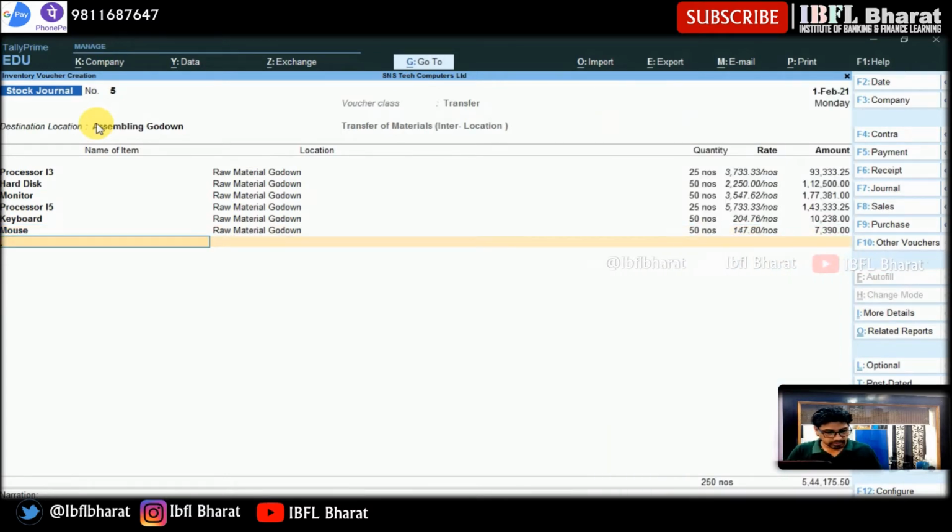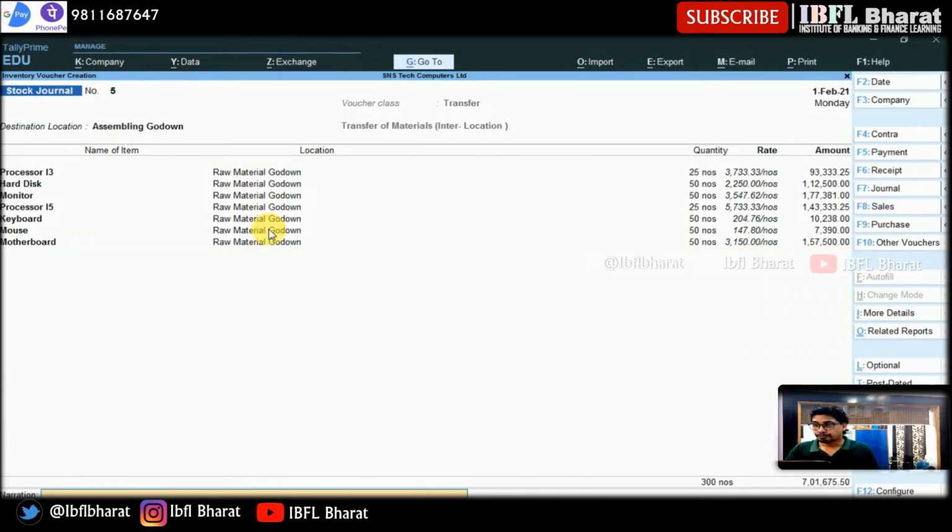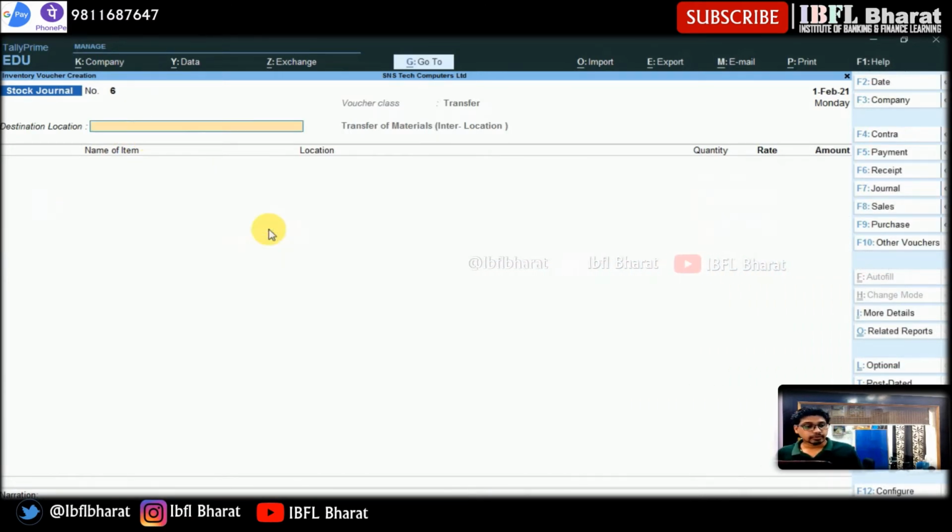And after this the next item is motherboard, which is the last item we are sending from here. Motherboard from raw material godown, it is also 50. Okay, these are the items which we are sending from raw material godown to assembly godown, and here we have taken assembly godown once and raw material godown various times. Okay, now we are accepting this voucher.